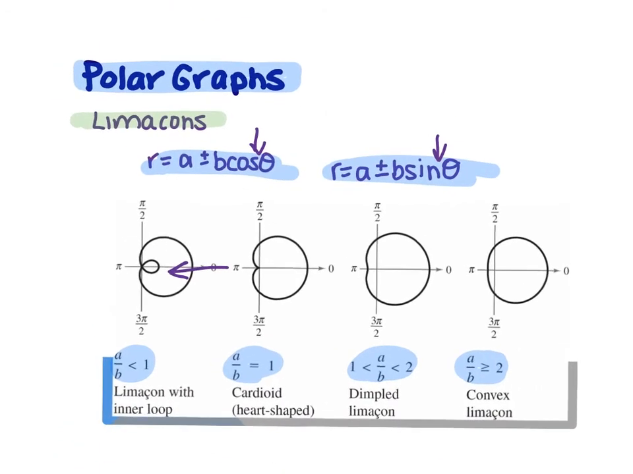The limaçon is an A plus or minus B cosine or sine theta. So there's something being added or subtracted from that separate from the actual trig function. And if that's the case, then it's a limaçon. And then we said the relationship between A and B tells us what kind of limaçon.